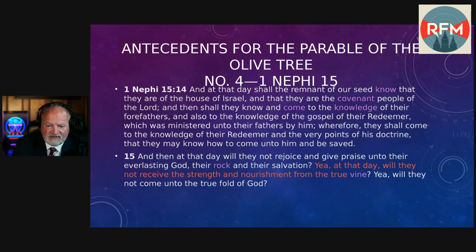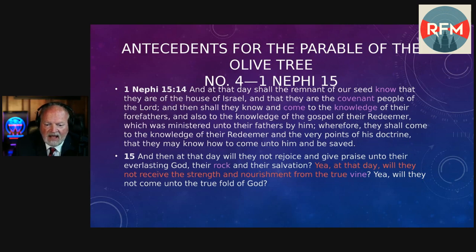Continuing in 1 Nephi 15, once again, this is still antecedent number 4. And at that day shall the remnant of our seed know that they are of the house of Israel, and that they are the covenant people of the Lord. And then shall they know and come to the knowledge of their forefathers, and also to the knowledge of the gospel of their Redeemer, which was ministered unto their fathers by him. Wherefore they shall come to the knowledge of their Redeemer, and the very points of his doctrine, that they may know how to come unto him and be saved.